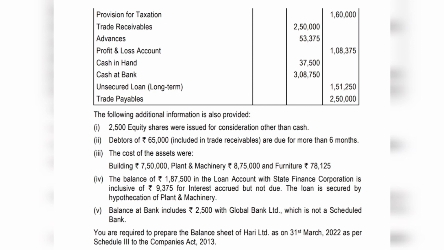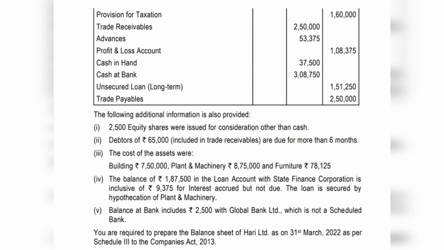And then the next one is the balance of rupees 1,87,500 in the loan account with State Finance, inclusive of 9,375 for interest accrued but not due. So 1,87,500, that is a loan from State Finance, that is a secured loan, but it includes 9,375 for interest accrued but not due. So interest accrued but not due has to come in the current liabilities. It has to be shown separately, so it has to be deducted from the balance of 1,87,500 in the State Finance Corporation's loan.